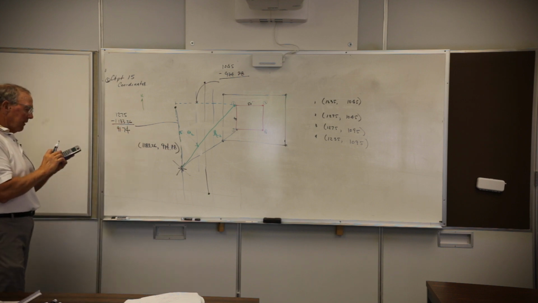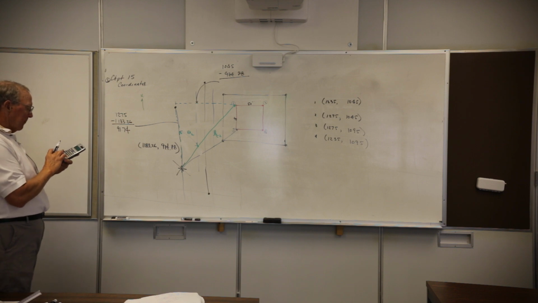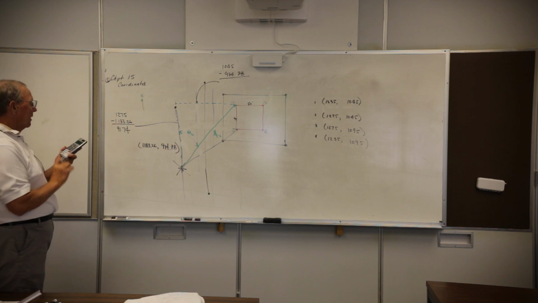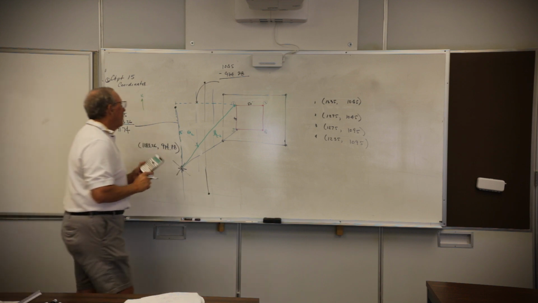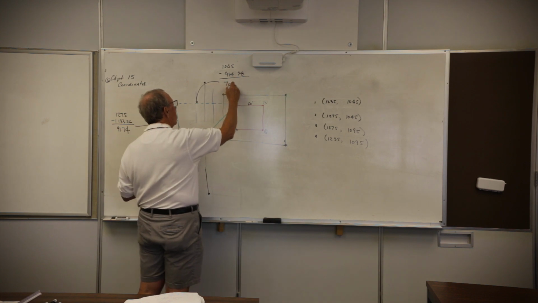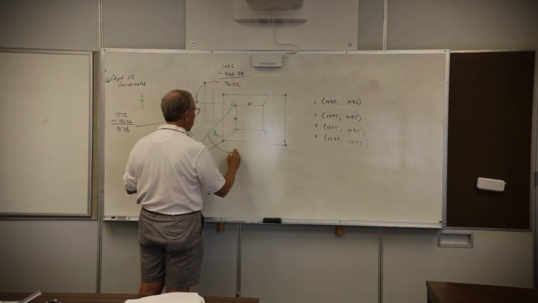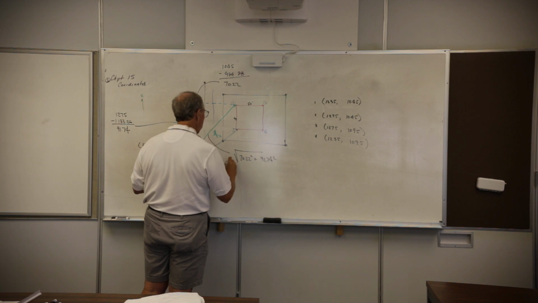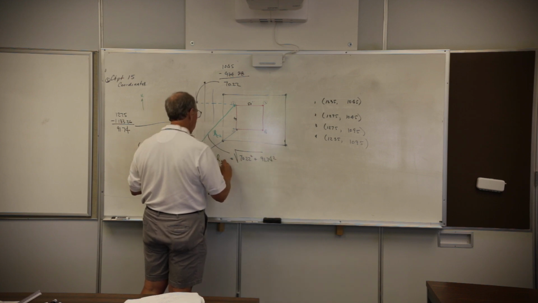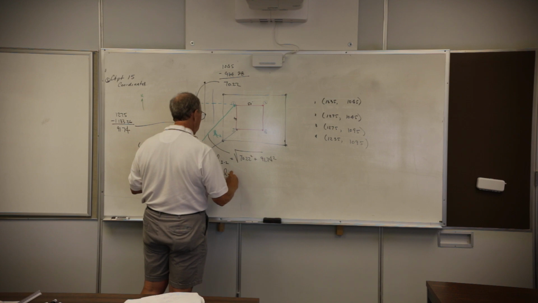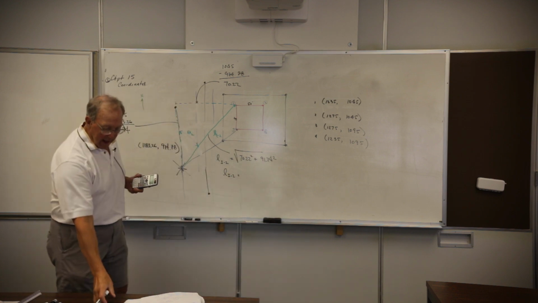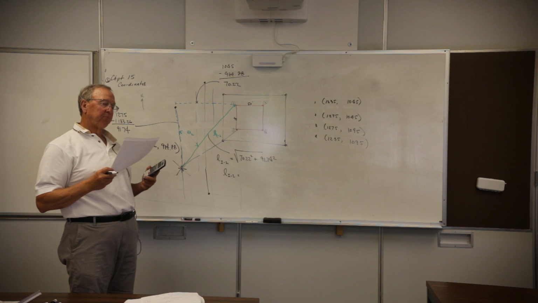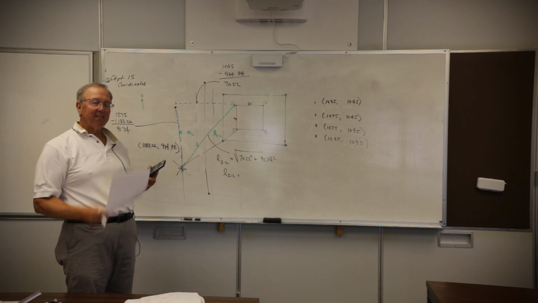9174. 1045 minus 974.78. 7022. This side. Take the square root of that, and if I did it right, you should end up with 115.53.